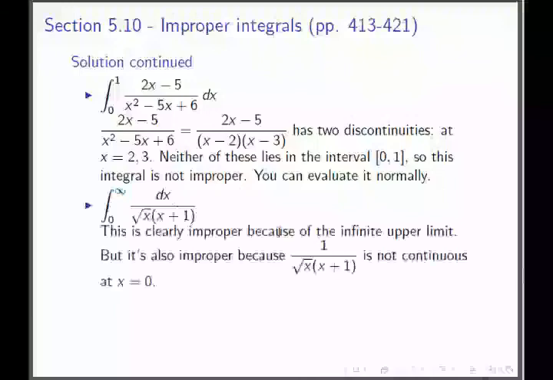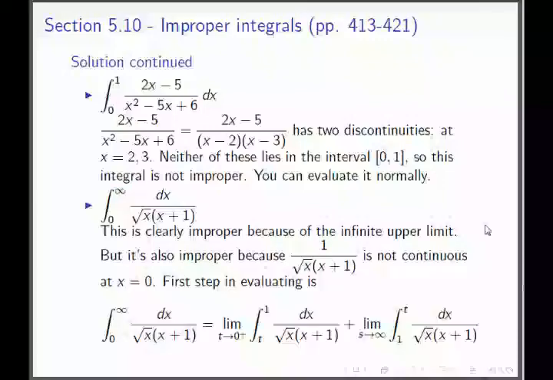However, it's also improper of type 2 because this function is not continuous at x equals 0. x equals 0 is not in the domain of this function, and so this is improper on 2 counts. The first step in evaluating it would be to break it up into 2 pieces: first from 0 to 1, and then from 1 to infinity. Or, I mean, it doesn't have to be 1, it could be any number in between 0 and infinity.